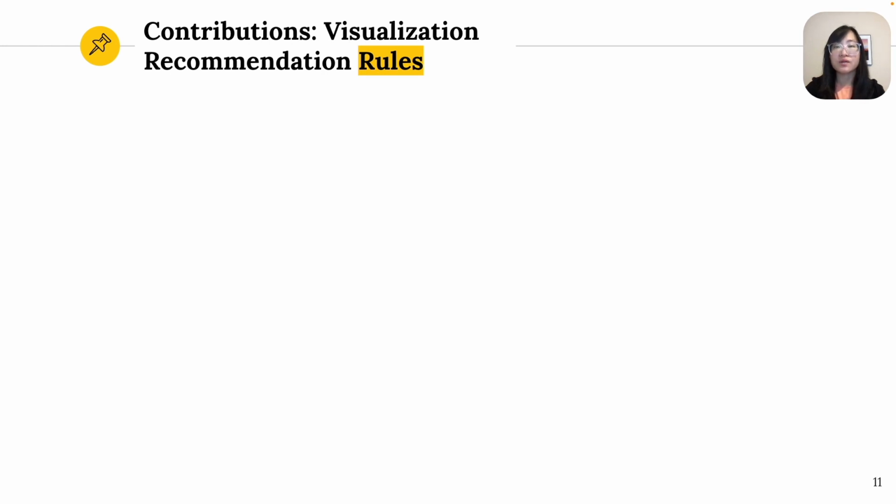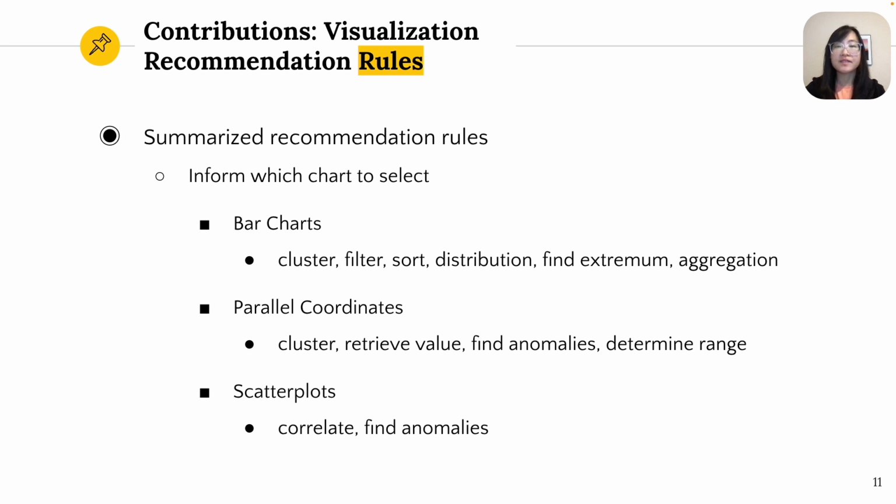Moreover, our rules can also inform which chart type to select. For example, we find that bar charts perform the best for the majority of tasks, including cluster, filter, sort, distribution, find extreme, and aggregation. On the other hand, parallel coordinates also perform well in cluster, retrieve value, find anomalies, and determine range tasks. Since no systematic bias is found with point marks, scatter plots are also top choices for correlate and find anomalies tasks.